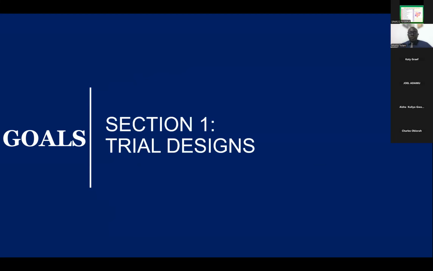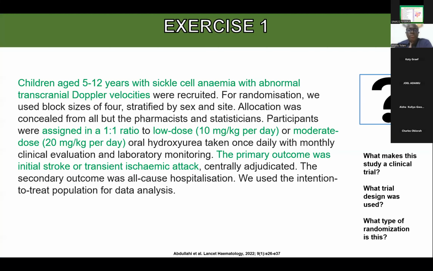All right, so the first section. We'll make this a case-based discussion, and we'll take this scenario of the SPRING trial. This is an extract from the abstract of the methodology. Children aged 5 to 12 years with sickle cell anemia who had abnormal transcranial Doppler velocities were recruited for this study. For randomization, they used block sizes of 4 stratified by sex and site. And allocation was concealed from all but the participants and statisticians. Participants were assigned in a 1-to-1 ratio to different doses of oral hydroxyurea, and the primary outcome was initial stroke or TIA.